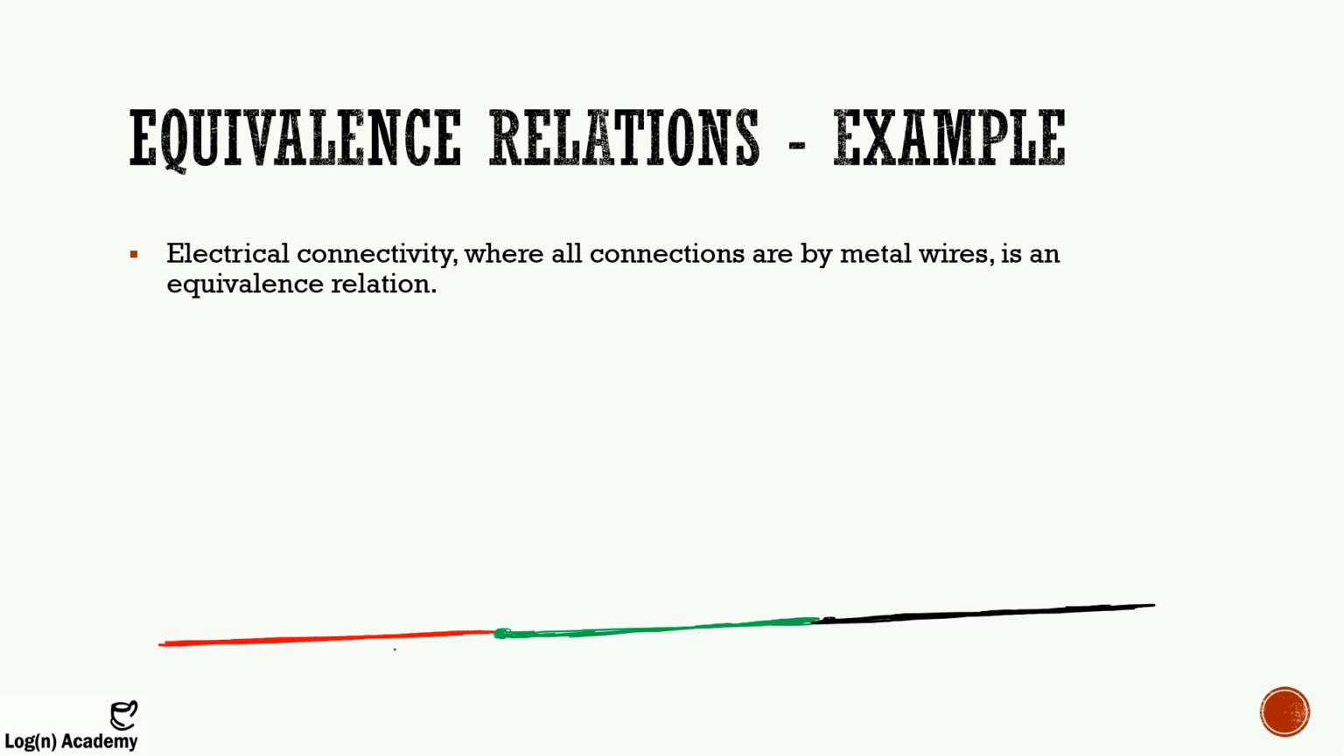So I have these three wires. I have red wire, I have green wire, and I have black wire. And a current is flowing from red wire to the black wire. The current is flowing in this manner, right?